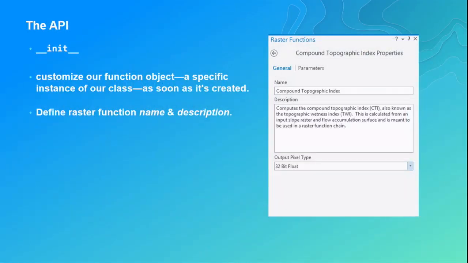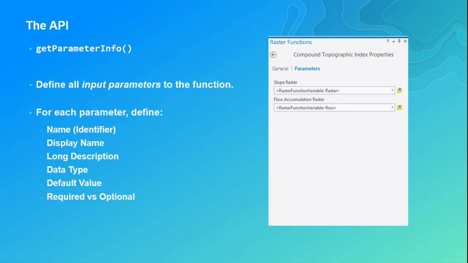So here's the init method. The init method has the name of the function, which a user will see when they open it. It'll have the description of the function, which will be here. This output pixel type is actually not in there. So this is the basic initializer method. It has to exist in every Python function. The second thing is the GetParameterInfo method, and this is where we define all the parameters that are getting passed into the function. I'll show you a code sample of this.